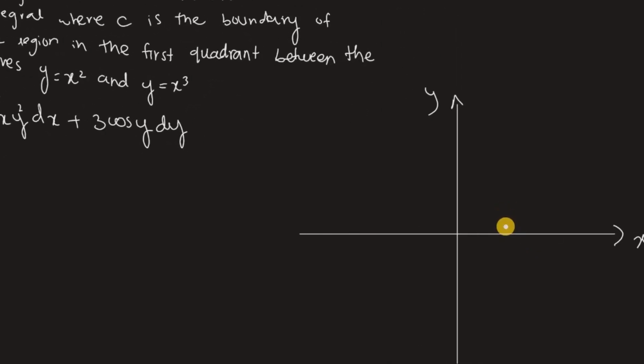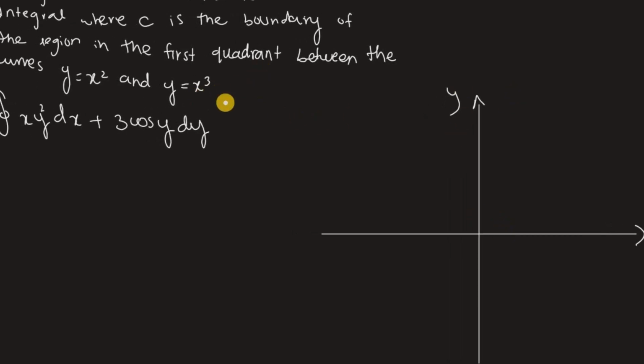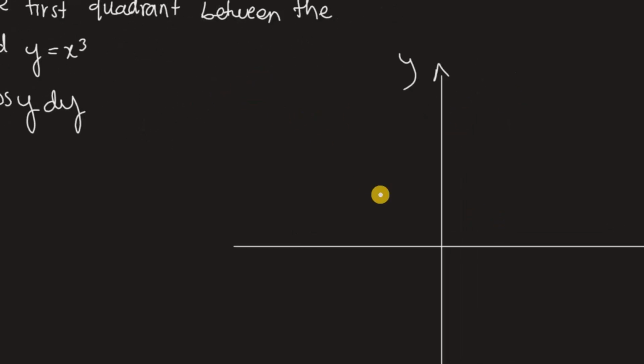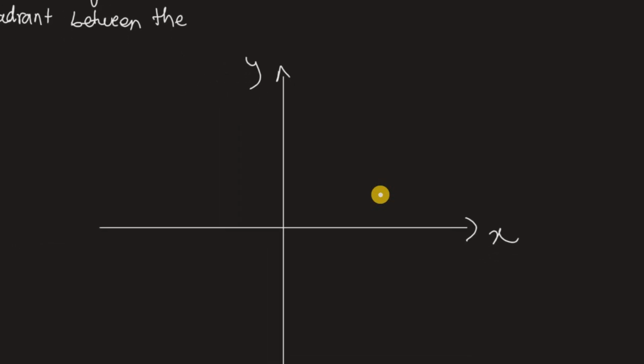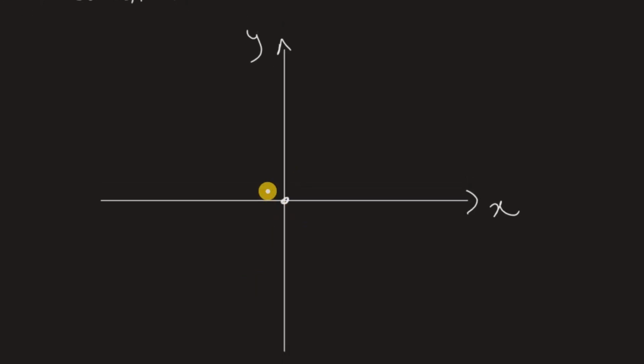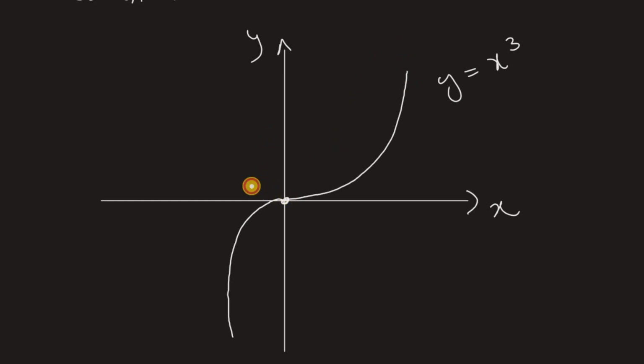So to draw y equals x cubed, first you need to know how it looks. You don't need to draw it exactly to scale, just a rough sketch would do the job as well. So this is how y equals x cubed looks like. And you probably know how y equals x squared looks. It looks something like this.